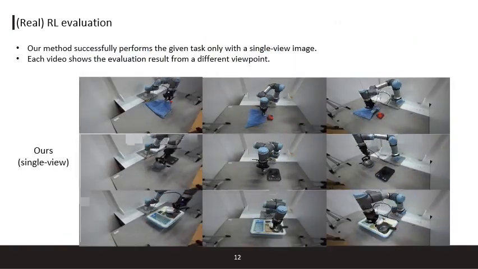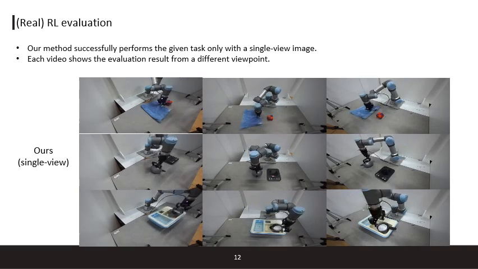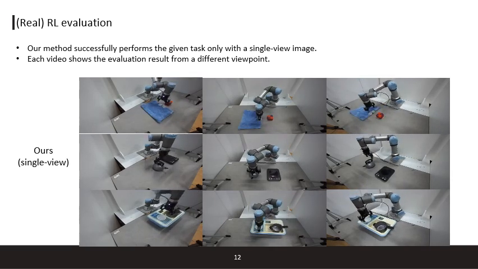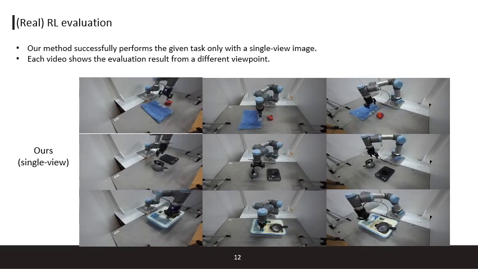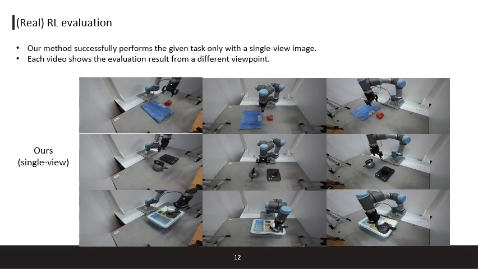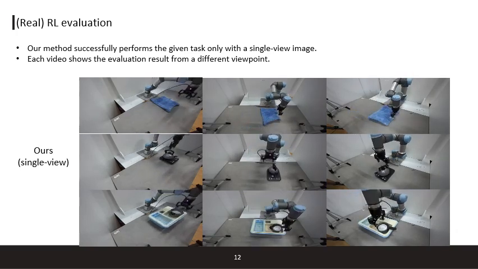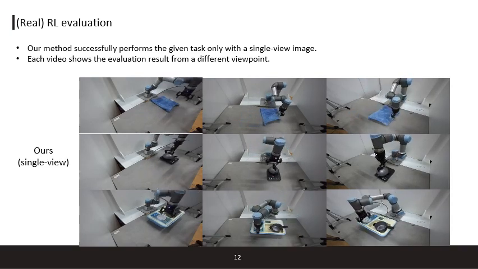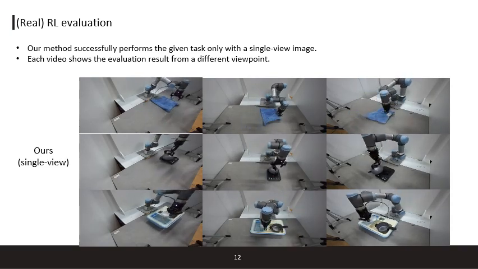To validate the effectiveness of the learned 3D representation, we conducted real-world RL experiments. As shown in the videos, our method accurately grasps objects such as deformable towels, handle of the kettle, and bowls, and then performed the given task successfully, even though it has provided only a single-view image as input.